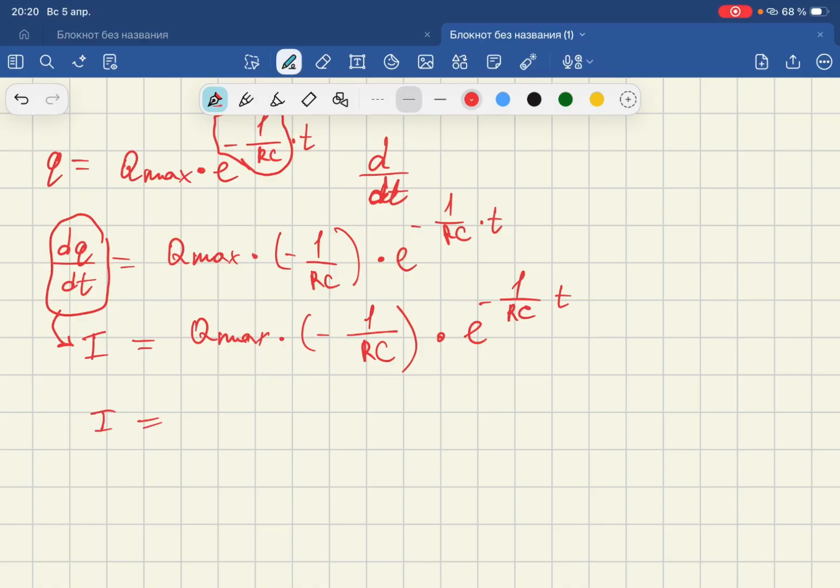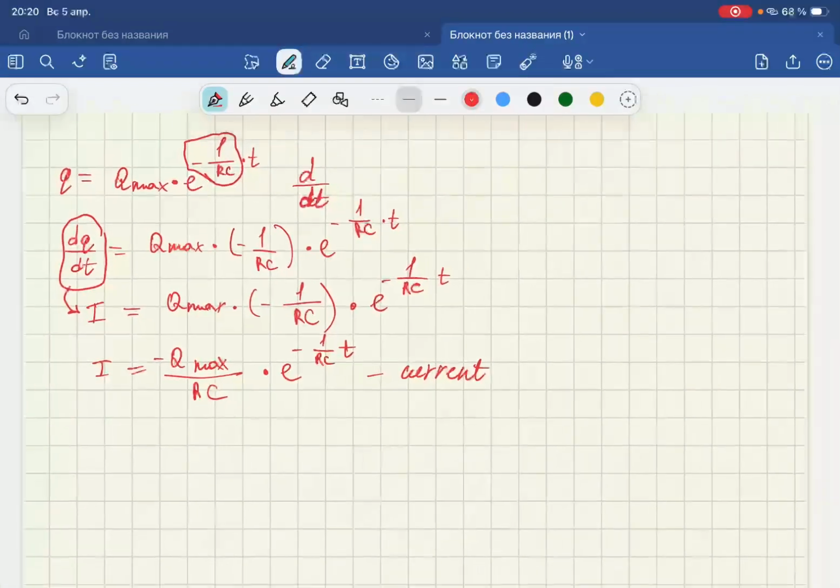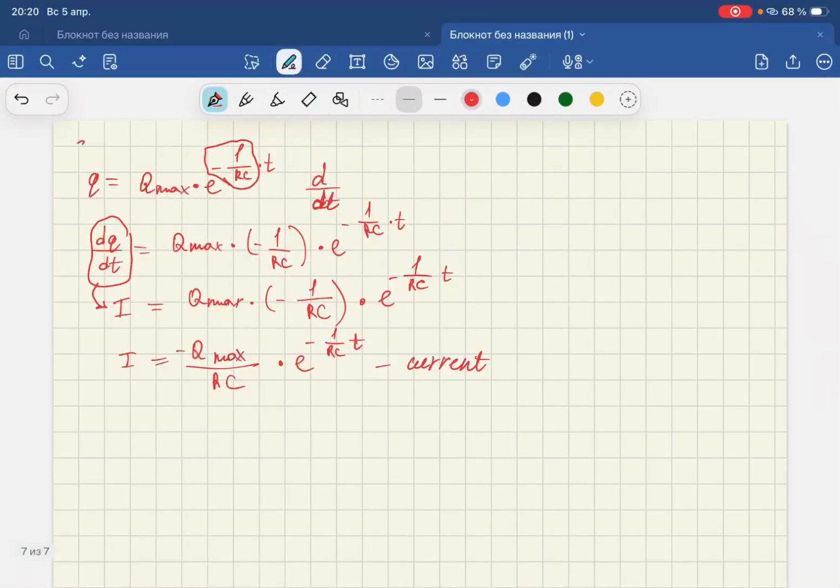And finally, current is equal to minus q max over RC times e to the power of minus 1 divided by RCT. Yeah, this is our final equation for the current. So this is our third part, which is the C part.